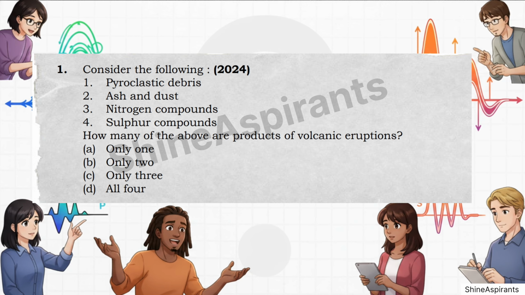Question 4, UPSC Prelims 2024. Consider the following. 1. Pyroclastic debris. 2. Ash and dust. 3. Nitrogen compounds. 4. Sulfur compounds. How many of the above are products of volcanic eruptions? Option A, only 1. Option B, only 2. Option C, only 3. Option D, all 4. Pause 8 seconds.